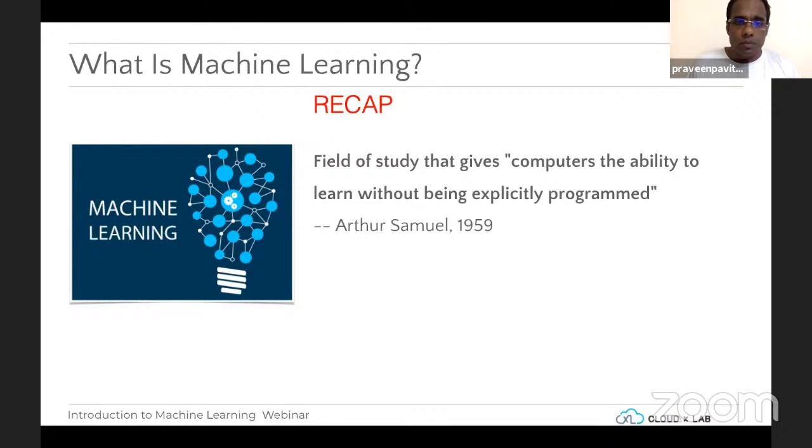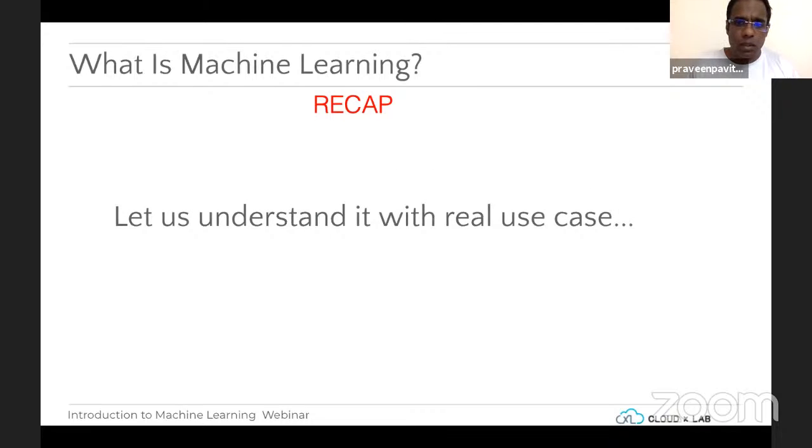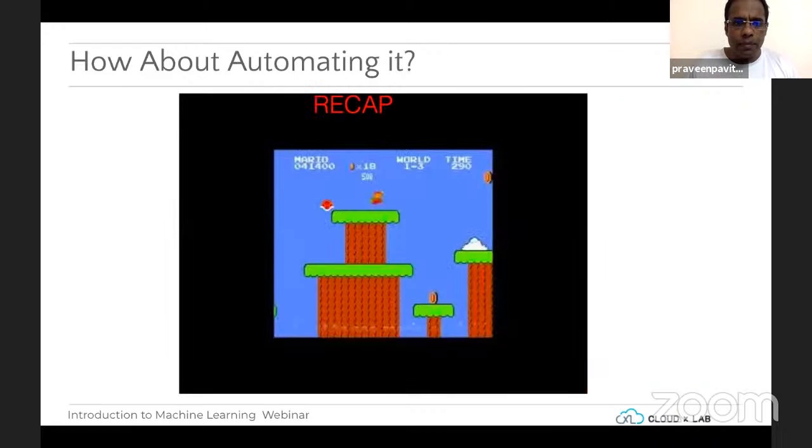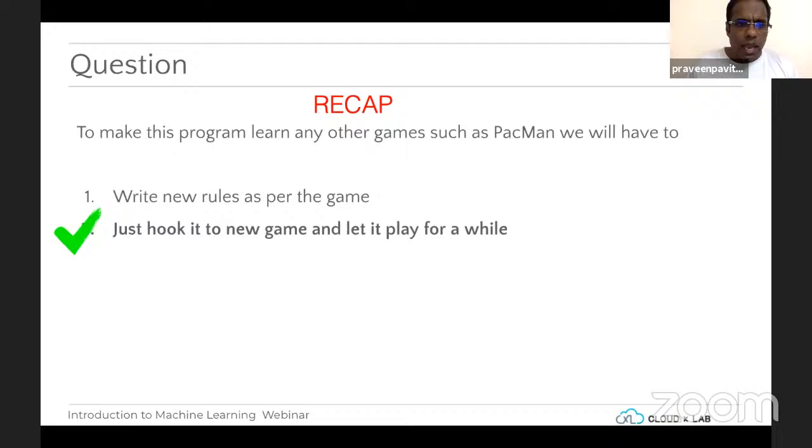So we talked about what is machine learning, and then we went through a little recap where we showed how Mario learned to play the game. I won't show that again. The whole idea is that once you have a program that can observe and learn by itself, that program can then be applied to a different game like Pac-Man, etc. You don't have to do fresh programming if there's a new game. The program would just take a look at it, try a few things, and figure it out automatically. So that's the idea of machine learning.